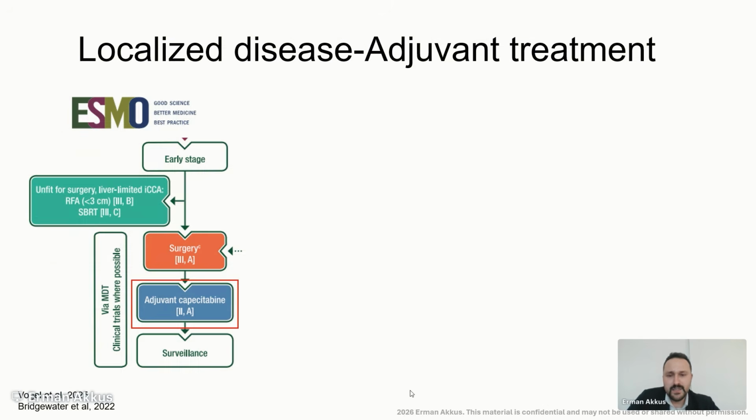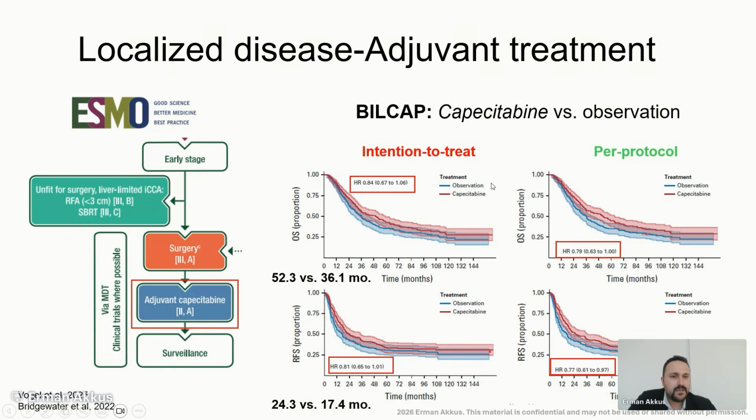For the localized disease, after surgery, the standard adjuvant treatment is adjuvant capecitabine. And the adjuvant capecitabine data comes from the BILCAP trial. In the BILCAP trial, in the intention-to-treat analysis, there was a numerically higher recurrence-free survival and overall survival, but it wasn't statistically significant. The median OS was around 50 months versus 36 months, and the median RFS was 24 months versus 17 months. But in the pre-specified per-protocol analysis, there was statistical significance, so capecitabine became the standard adjuvant treatment.